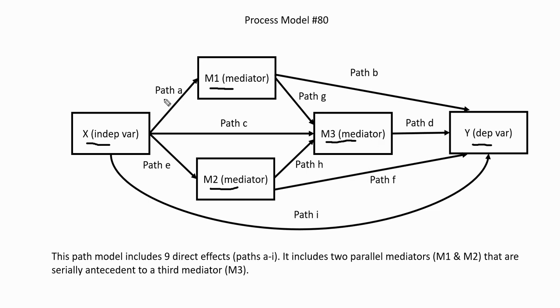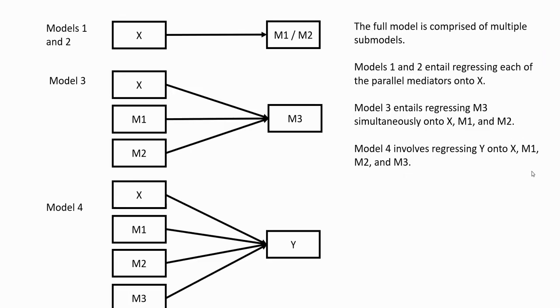So in this model, just notice that we have all these different paths that I've laid out, and paths A through I are considered direct effects within our model. What we're going to want to do is not only test the direct effects but also the indirect effects within our model, and the indirect effects carry information about the mediational process. So when you are using Hayes's macro, you're going to find that the output is broken out into several different submodels.